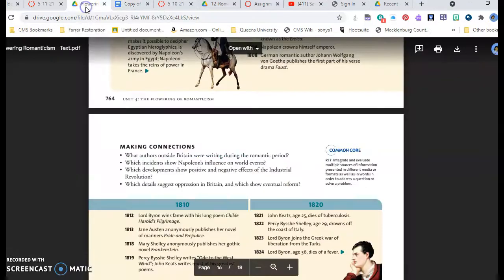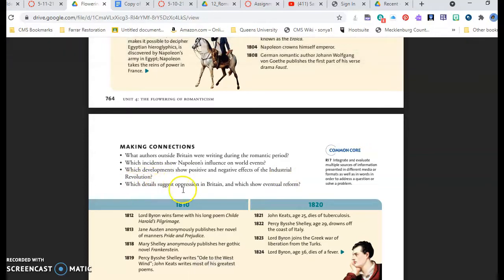Making Connections. What authors outside Britain were writing during the Romantic period? Not in Britain, outside of it. Which incidents show Napoleon's influence on world events? Which developments show positive and negative effects of the Industrial Revolution? And which details suggest oppression in Britain, and which show eventual reform?